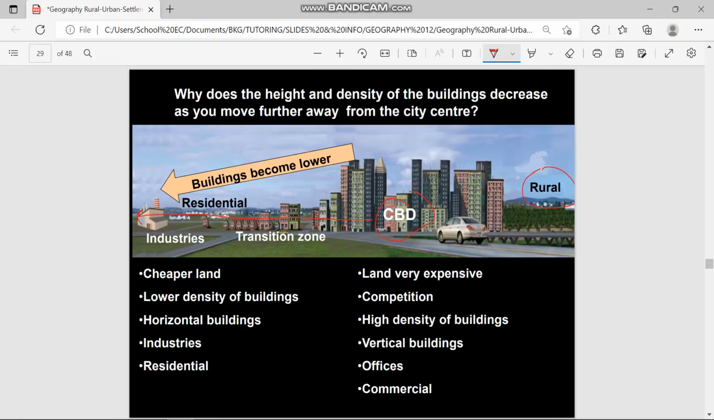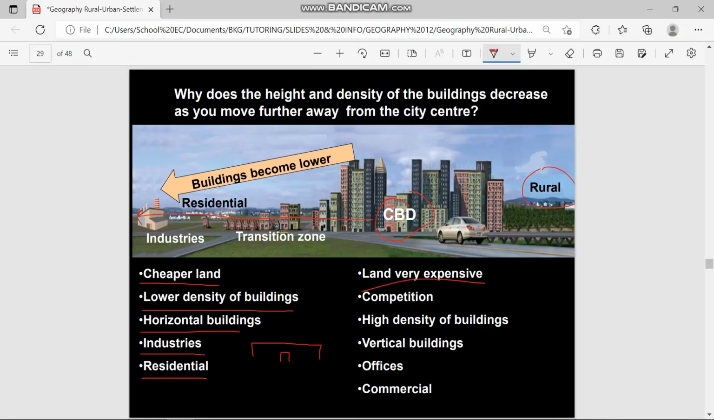These are the fundamental things that you have to know. Okay, let's go down. As you move away, there is cheaper land in industries, as you can see, in the transition zone. There's lower density of buildings, as you can see. There are small buildings here. The buildings are now starting to be horizontal, to be long horizontal. Not just like in the city. You wouldn't find skyscrapers in industries and the transitional zone as you move away from the CBD. They are industries, as you can see. They are residential. Okay, people are living there, residential zone and so on.